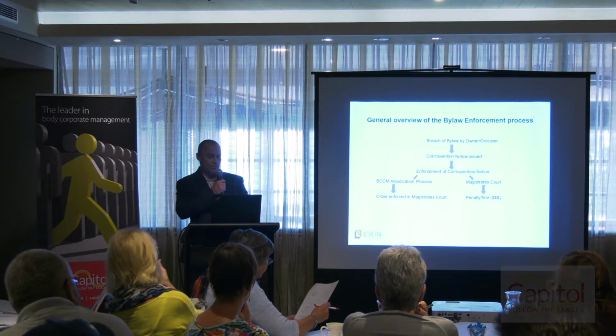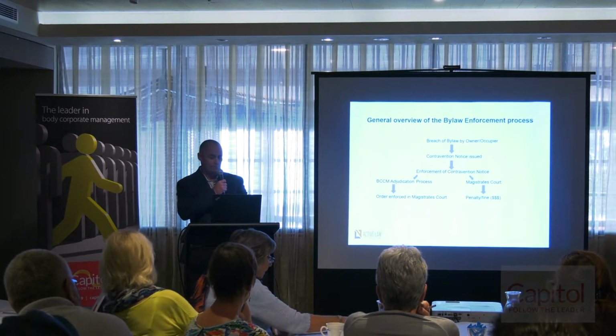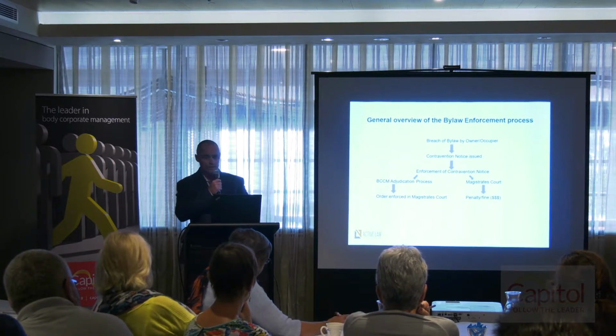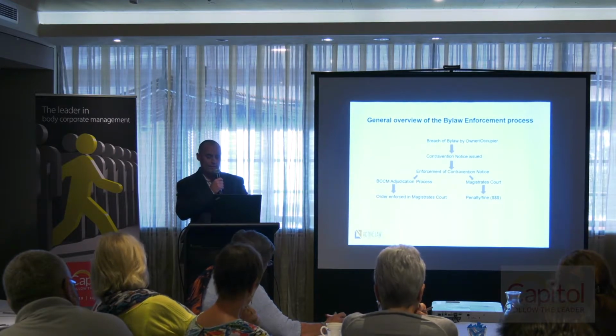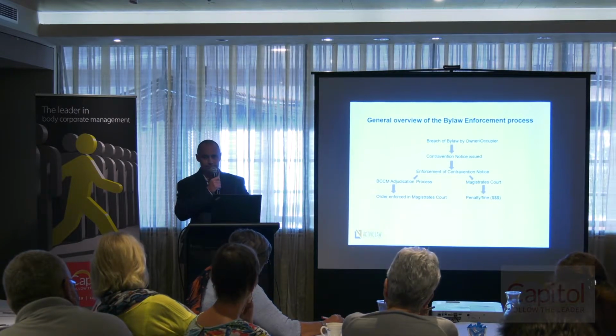Assume you've gone through the adjudication process. The order is then issued by the adjudicator, and that would be to the effect that the culprit must comply with the bylaw. And if the culprit then does not comply with that adjudication order, that then needs to be enforced in the magistrate's court.